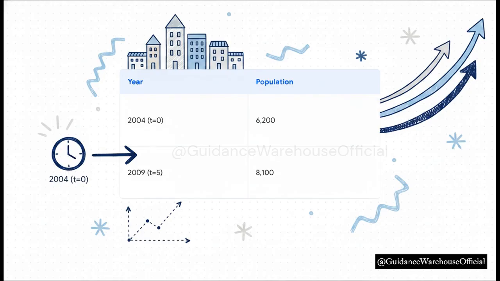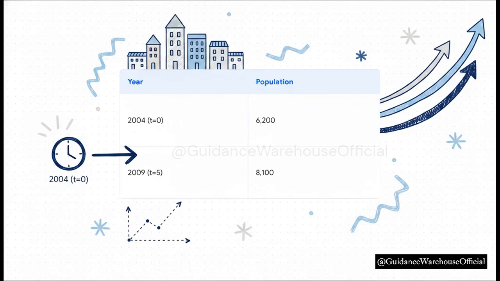Section 2. Working with 2 points, finding the slope. So, now that we understand the basic idea, what happens when the real world doesn't just hand us the rate of change on a silver platter? Let's look at a town's population. In 2004, the town had 6,200 people. Fast forward to 2009, it had grown to 8,100. We're assuming it's growing at a constant linear rate, but we aren't actually told what that rate is.